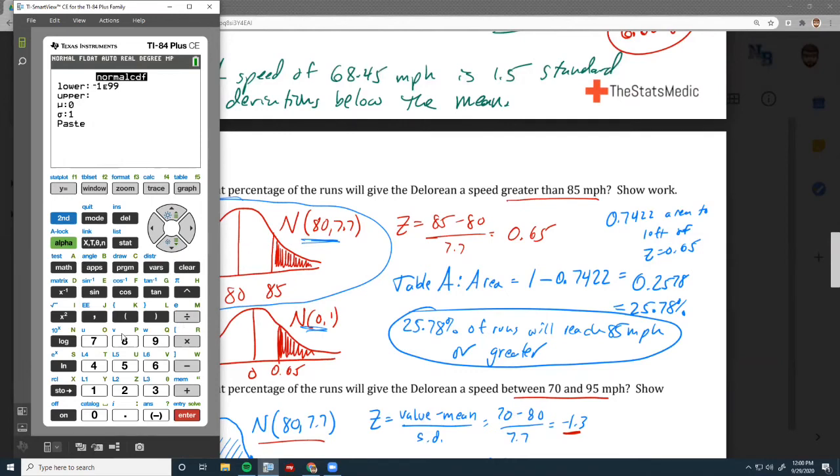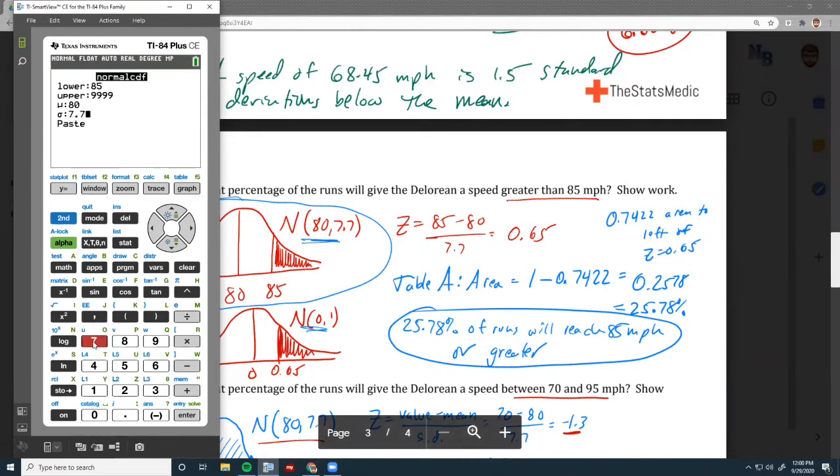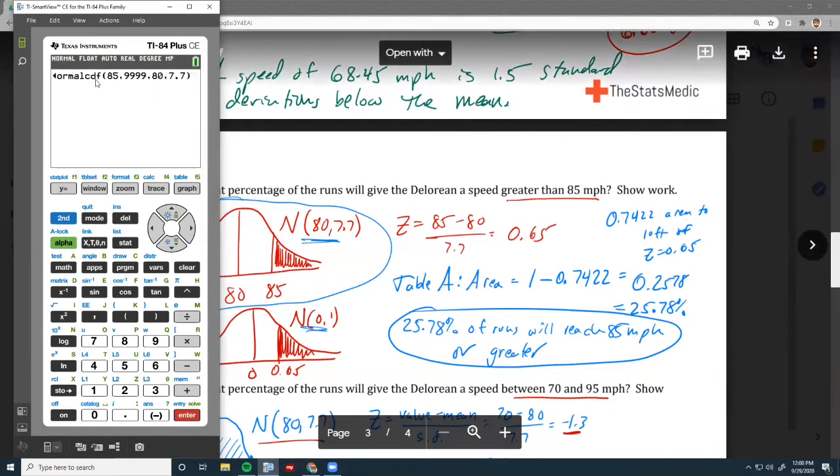We'll want to set our lower bound, in this particular case, as 85. Our upper bound, remember this is asymptotic, so we want a nice big number, usually 99 suffices. You'll set your mean as 80 and your standard deviation as 7.7. And you'll hit paste. That'll paste it into the command line here. If you're using a TI-83, you'll actually have to manually enter these numbers: lower, upper, mean, standard deviation separated by commas. You'll hit enter and that same 25 number will be spit out.